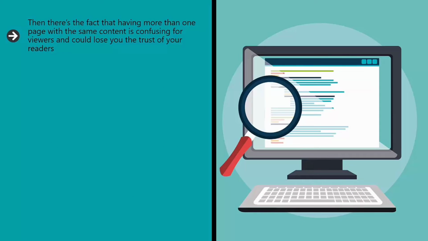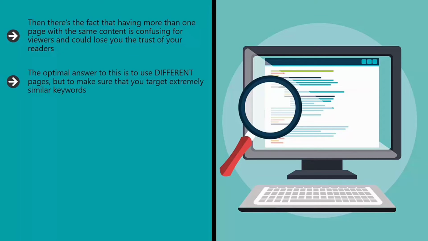Then there's the fact that having more than one page with the same content is confusing for viewers and could lose you the trust of your readers. The optimal answer to this is to use different pages, but to make sure that you target extremely similar keywords. Use a keyword research tool like KWFinder, www.kwfinder.com, and then target keywords that have similar search volumes and similar KD, keyword difficulty ratings.